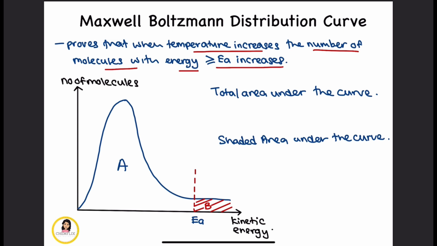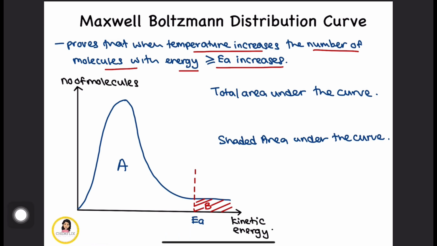Now let's look at our Maxwell-Boltzmann distribution curve, whereby the y-axis was the number of molecules and the x-axis was kinetic energy. This is a bell curve, and as you can see over here, towards the right side of the x-axis, the activation energy is labeled.